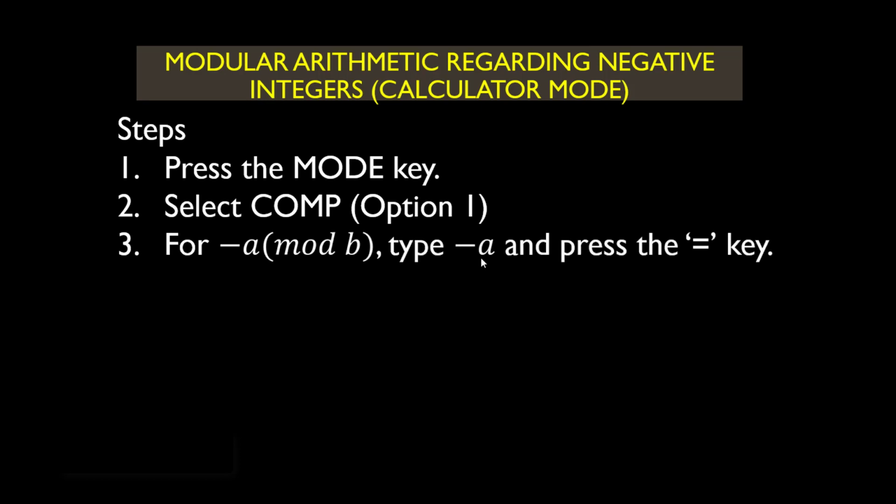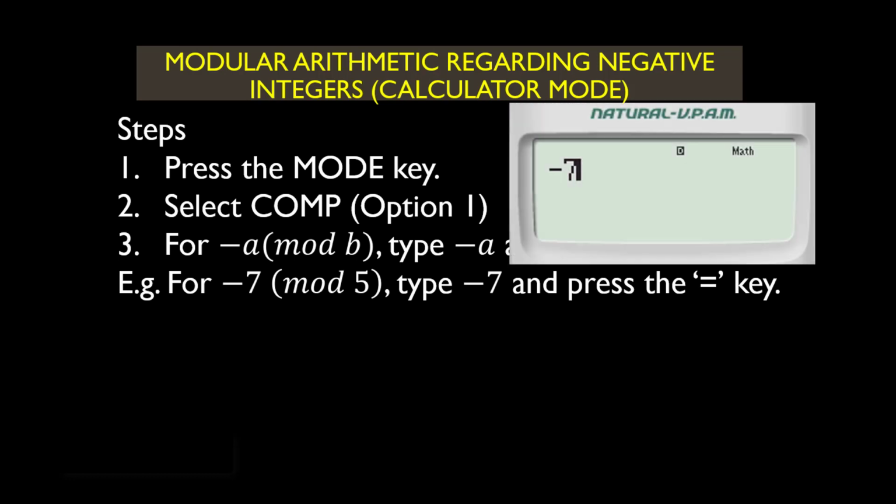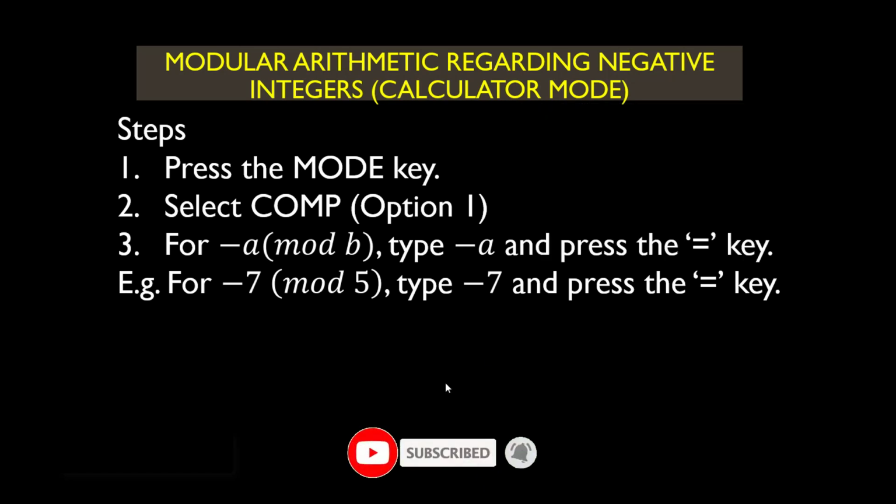And then for negative a in mode b, simply type negative a and then press the equal key. That is if a and b are numbers or integers. Now for example, for negative 7 mode 5, simply type negative 7 and then press the equal key. As you can see here, this is how it will be displayed.